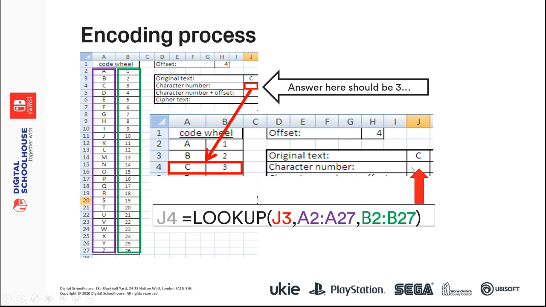And the character number is going to use this formula here. So into this cell here, into J4, we're going to type in lookup J3, and then we're going to use A2 to A27 and then B2 to B27. So again, this might look a little bit complicated, but I'll explain what's going on. And again, the computer's going to do quite a lot of the heavy lifting for us, so don't worry too much. We're going to pop in a letter C for our original text, type in a number 4 for our offset as well, and then type in this lookup formula. Okie dokie. So let's go and have a look at how we're going to do this.